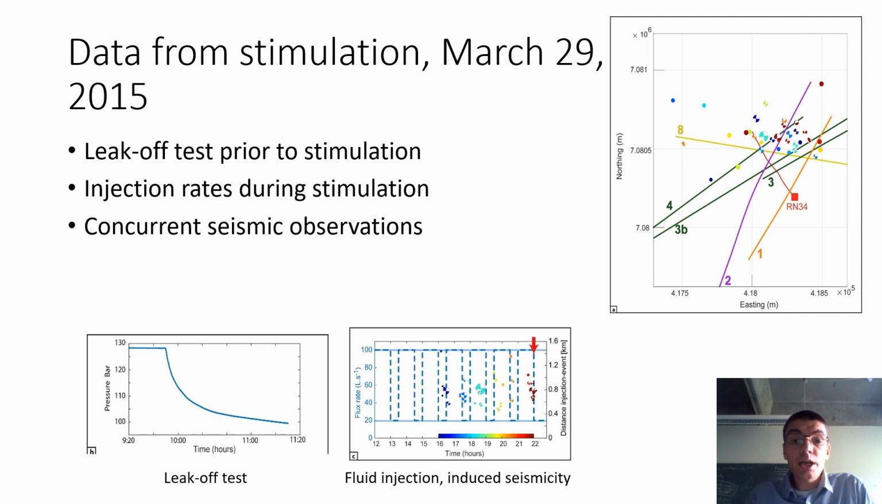So we focused on a stimulation experiment that took place in late March 2015. This was in 2 steps. There was first a leak-off test, followed by a fluid injection at a relatively high rate, which was then aimed at enhancing the fault permeability. Important for this study, we have available both injection rates, so that is what goes into the reservoir, and concurrently seismic observations. So this is essentially the best idea that we will have on what happened, what was triggered by this injection.